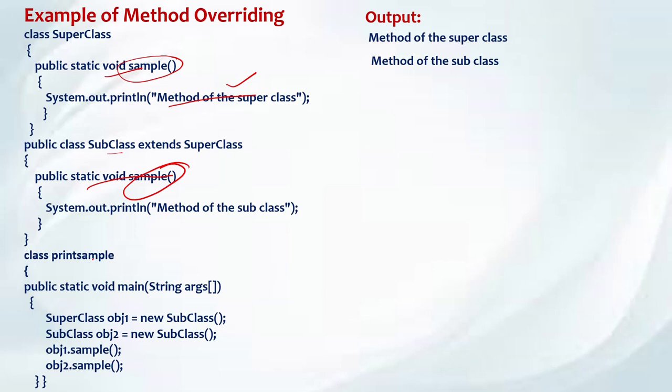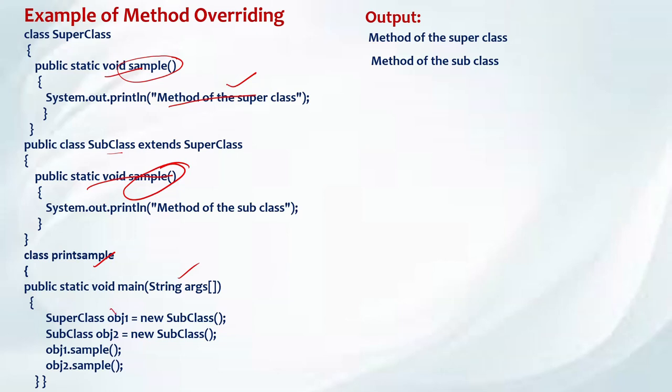Here, Sample is a new class, and in this class I am going to have a main function, public static void main(String args). For the superclass I have created an instance, that is an object, and for the subclass I have also created an instance. So here I have two objects.